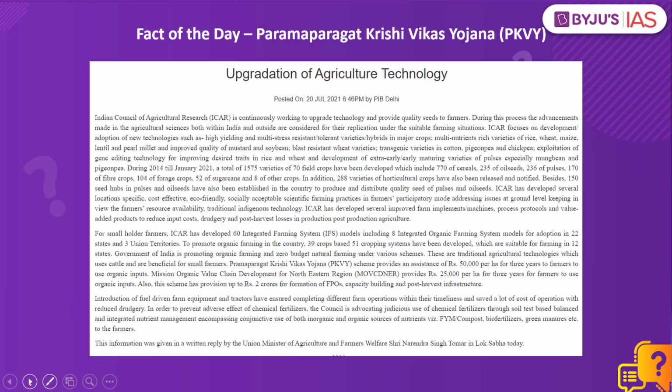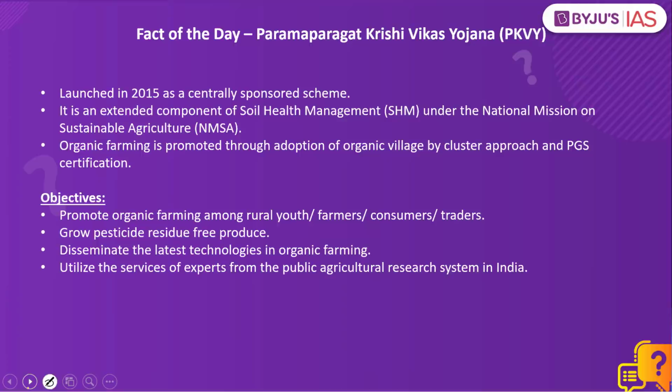Moving on to the fact of the day, which is Paramparagat Krishi Vikas Yojana. This article in the PIB has a mention of this scheme. So what is Paramparagat Krishi Vikas Yojana? The name of the scheme gives it away. Paramparagat means traditional. Therefore, this scheme is a traditional farming improvement program launched in the year 2015. The PKVY is an extended component of soil health management under the National Mission on Sustainable Agriculture.